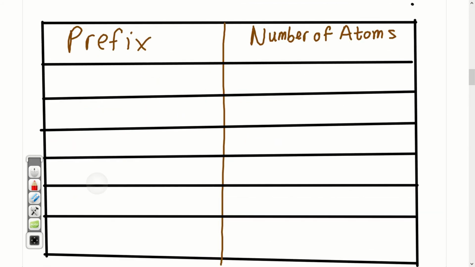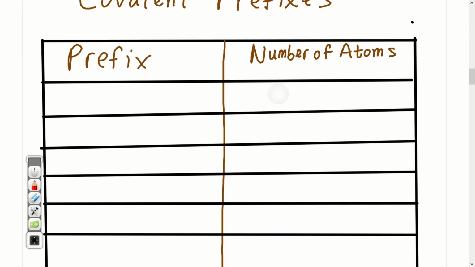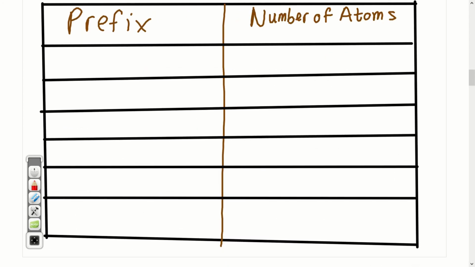So the big thing is we need to learn our prefixes. We need to be able to count up to 10 in prefixes. So here we go: 1, 2, 3, 4, 5, 6. Let's do 1 through 6 first. The prefix for 1 is mono.